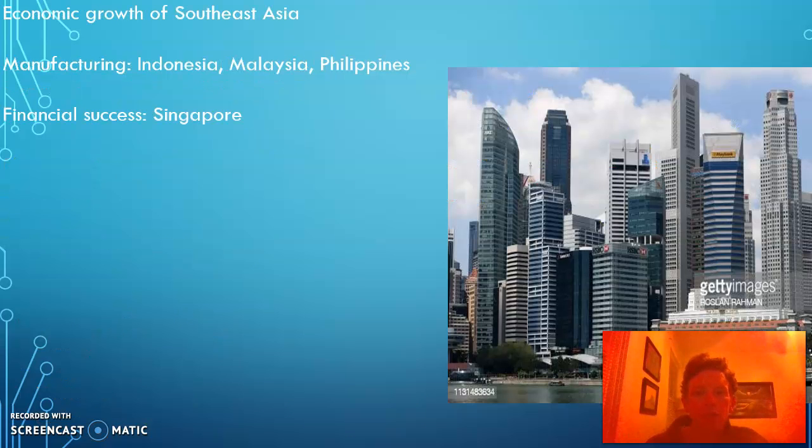Today, we have seen significant economic growth across Southeast Asia. Indonesia, Malaysia, and the Philippines are all important centers of manufacture. A lot of goods that are imported into the Western world are manufactured in these countries. It's made these countries relatively successful. Singapore has become one of the most influential, wealthiest cities in the world as a result of its banking industry.